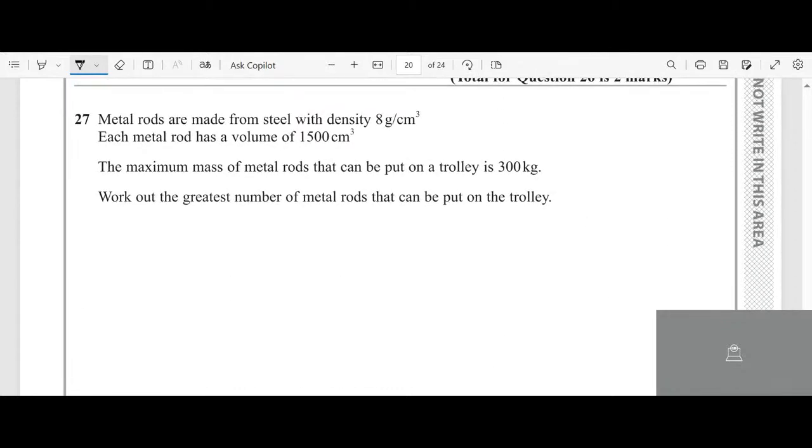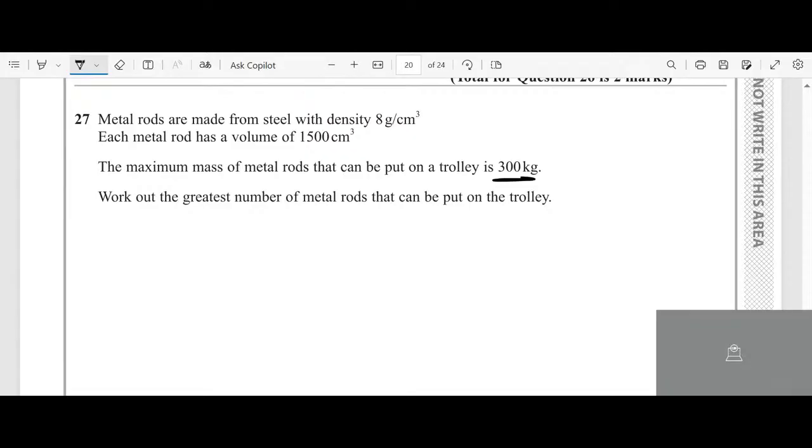The next one, you're told that a metal rod is made from steel with density 8 grams per centimeter cubed. Each metal rod has a volume of this. The maximum mass of metal rods that can be put in this trolley is 300 kg. Work out the greatest number of metal rods that can be put into this trolley.